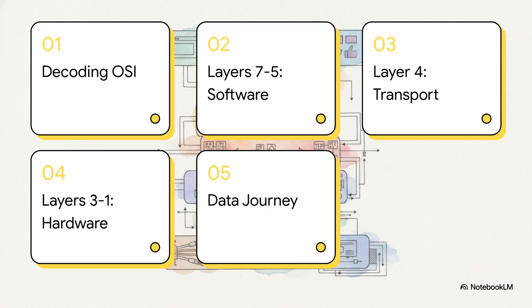So, here's our roadmap for today. First, we'll decode the overall OSI structure. Then, we'll move top-down through the software layers, hit the transport heart in the middle, dive into the hardware layers, and finally, follow the complete data journey.